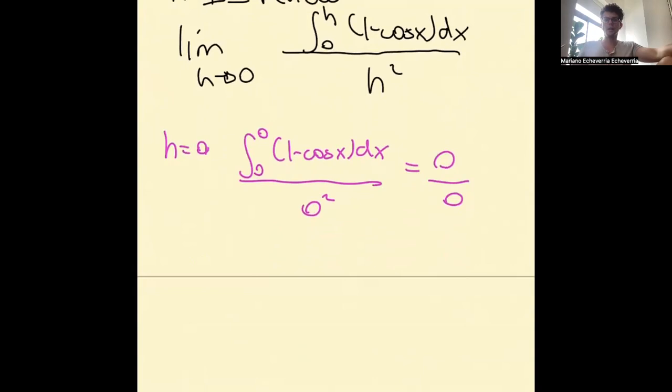So this is already in the format of L'Hopital's theorem. If you use L'Hopital, it is just the ratio of the derivatives, right? But the variable here is h, because that's what the limit is taken with respect to.